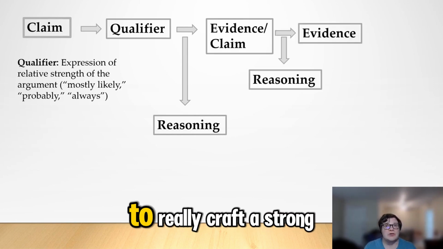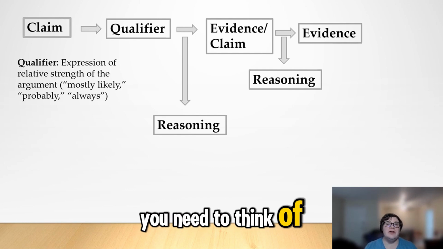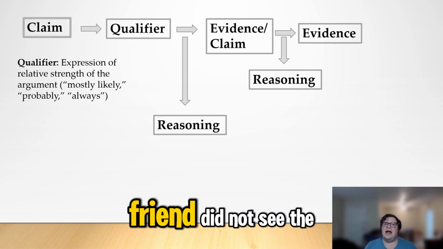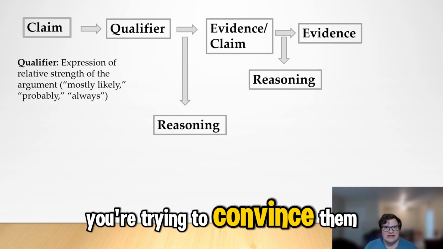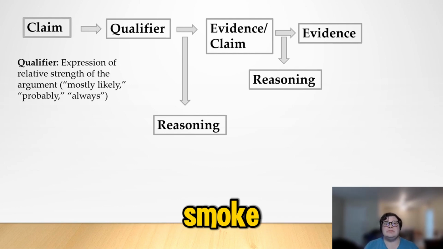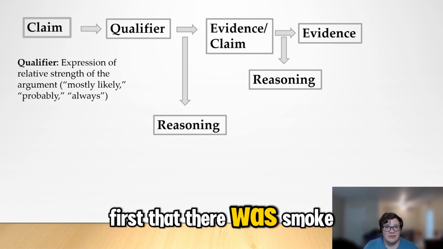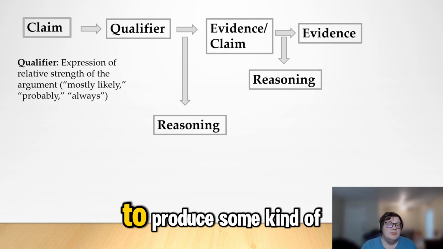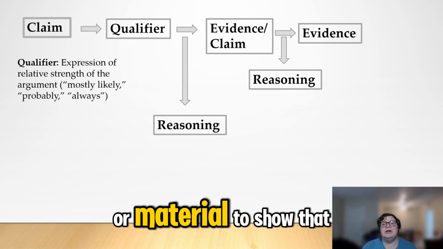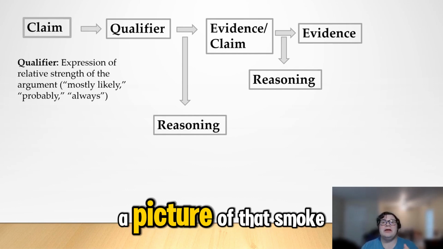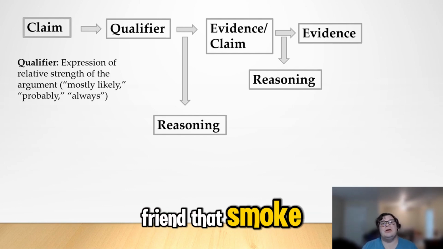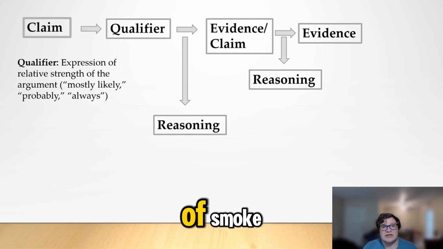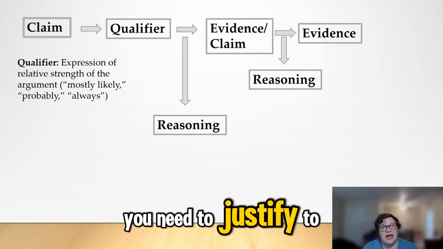Now, on some occasions, to really craft a strong argument, you need to think of your evidence as becoming a new claim that you need to justify. So let's say that your friend did not see the smoke at all. You're trying to convince them there's a fire and they just don't even believe you that you saw smoke. So you need to persuade them first that there was smoke before you can convince them that we should be concerned about a fire. So maybe you would have to produce some kind of supporting evidence or material to show that there was smoke. Maybe you took a picture of that smoke and you can show your friend. Regardless of how you do that, you might need to think of your evidence, your personal observation of smoke, as a new claim that you need to justify to your audience.